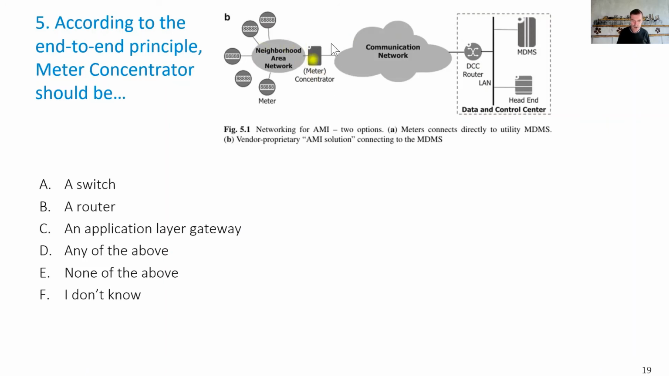So you will put a meter concentrator here. That's the name that is very often used. If we apply the TCP-IP principles, what should the meter concentrator be? A switch, a router, an application layer gateway, or something else?